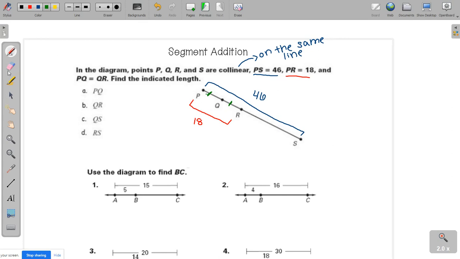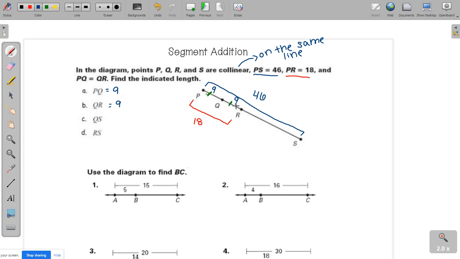So let's find these indicated lengths. So PQ, from here to here. If this full thing is 18, and we have two sections, we're going to divide it by 2. So that makes this 9 and this 9. So PQ is equal to 9. QR is also equal to 9. Because both of these, when you add it, it's going to give us our 18.